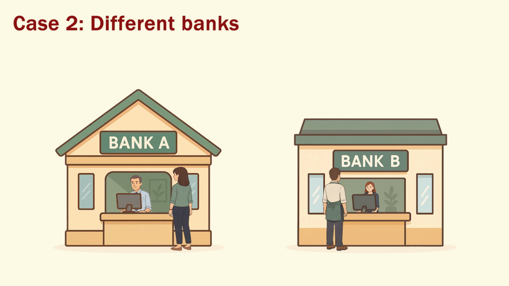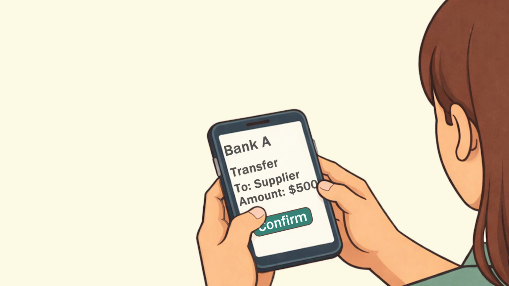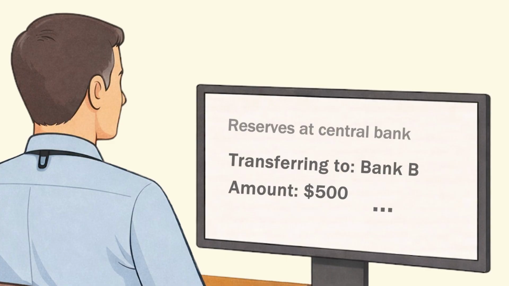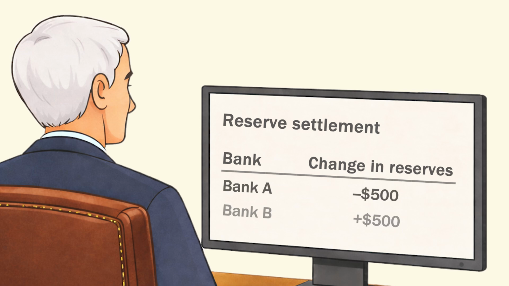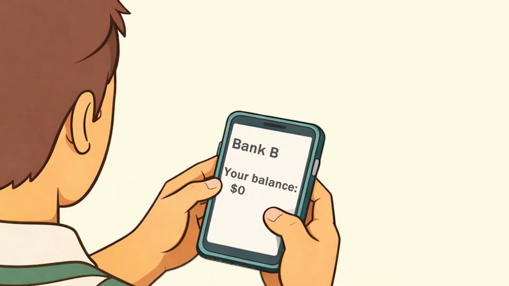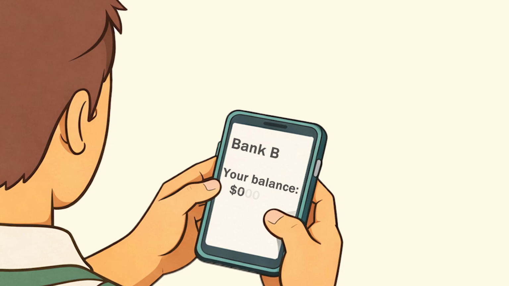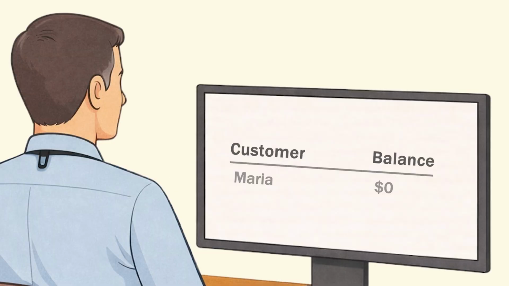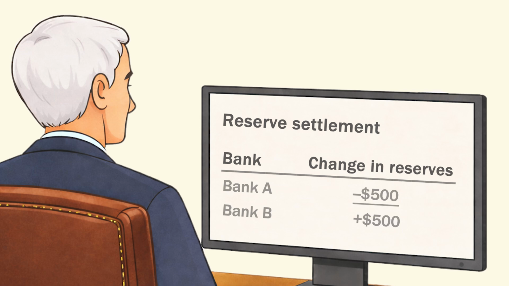Case 2. The supplier uses a different bank. Now, Maria makes the same $500 payment. Maria's balance at her bank goes down by $500. Her bank now has to send $500 of its own money, the money it keeps in its account at the central bank, its reserves, to the supplier's bank. The supplier's balance at their bank goes up by $500. Again, Maria's bank no longer owes Maria anything, but this time, it also had to give up $500 of its own central bank money to complete the payment with the supplier's bank.